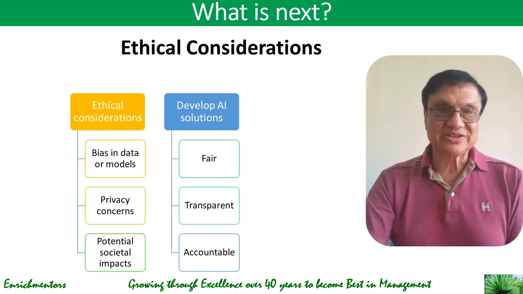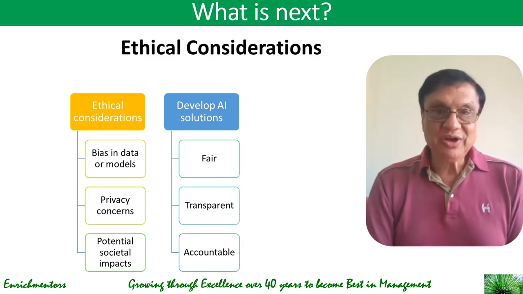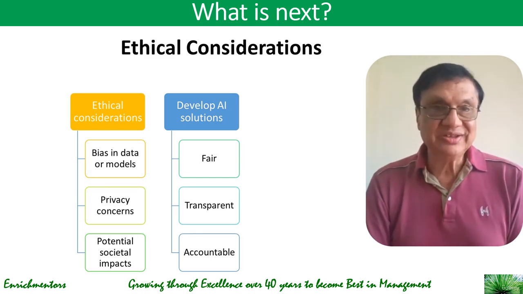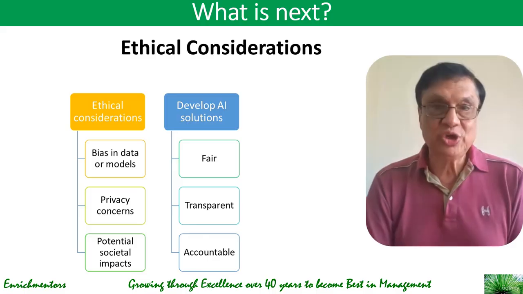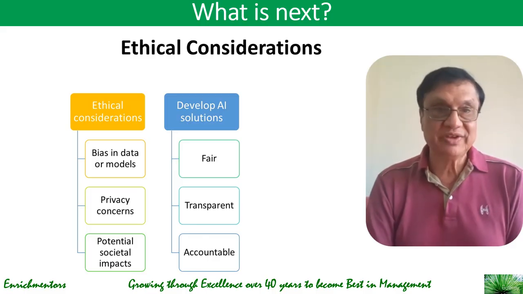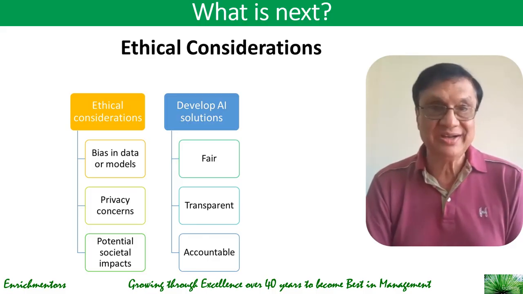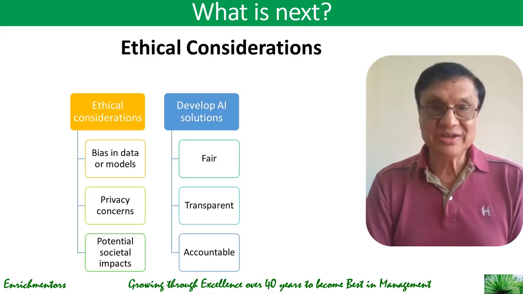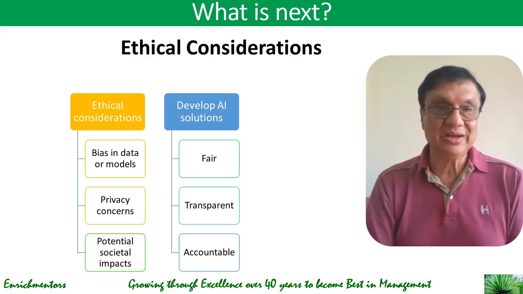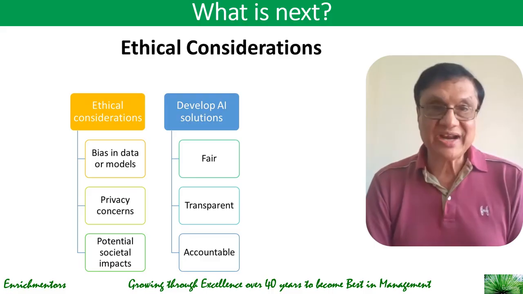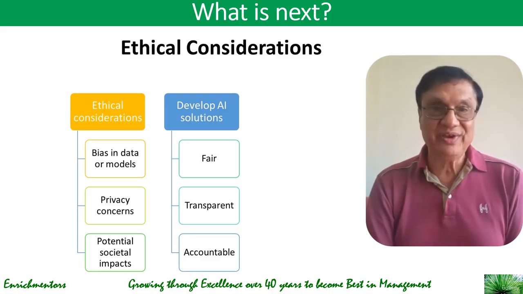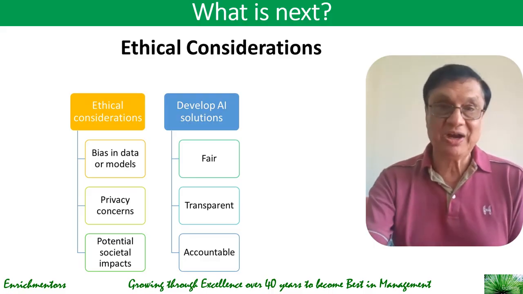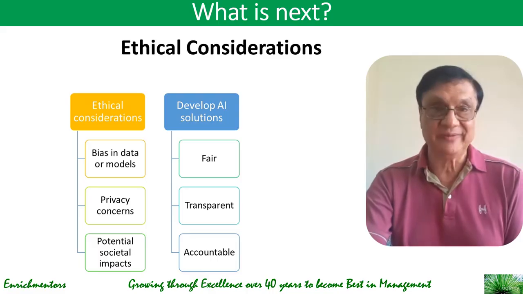So what is next? So in the next one, we will talk about the ethical consideration that AI engineers do need to be mindful related to use of the AI technology, such as bias in data and model, privacy concerns, and potential societal impact. And they will talk about how they can strive to develop AI solutions that are fair, transparent, and accountable, apart from being effective and efficient.